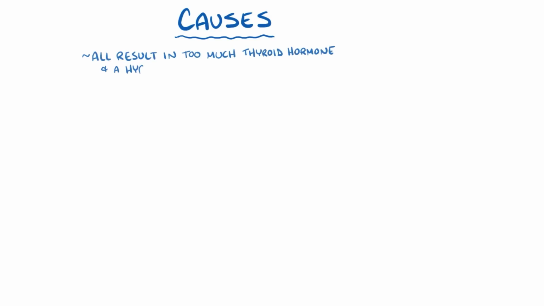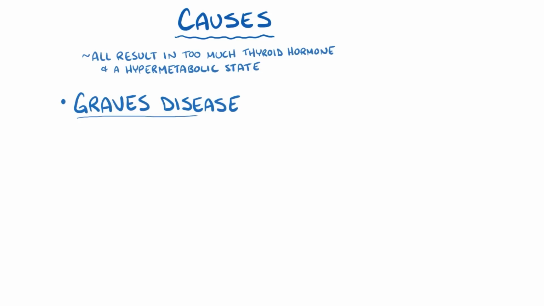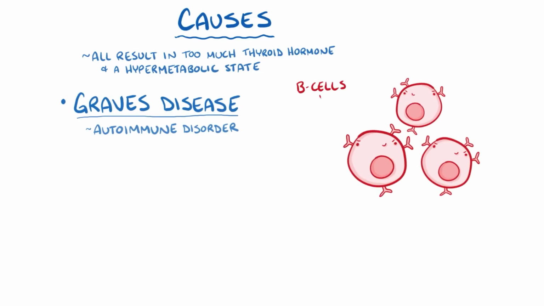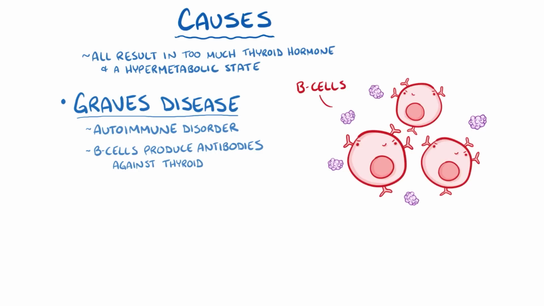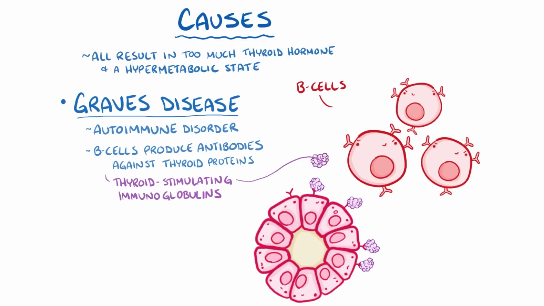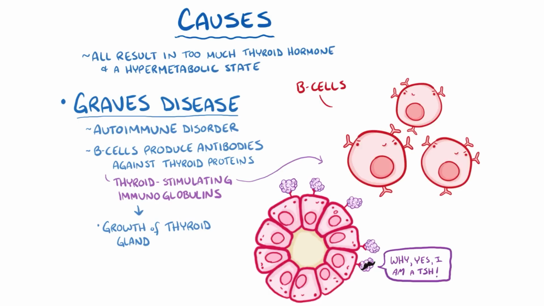Now, hyperthyroidism can happen a few different ways. All of them result in too much thyroid hormone in a hypermetabolic state, where cellular reactions are happening faster than normal. The most common primary cause is Graves' disease, an autoimmune disorder where B cells produce antibodies against several thyroid proteins. These autoantibodies include thyroid-stimulating immunoglobulins, which bind to the TSH receptors on follicular cells and imitate TSH. This results in growth of the thyroid glands and stimulates the follicular cells to produce excess thyroid hormone.